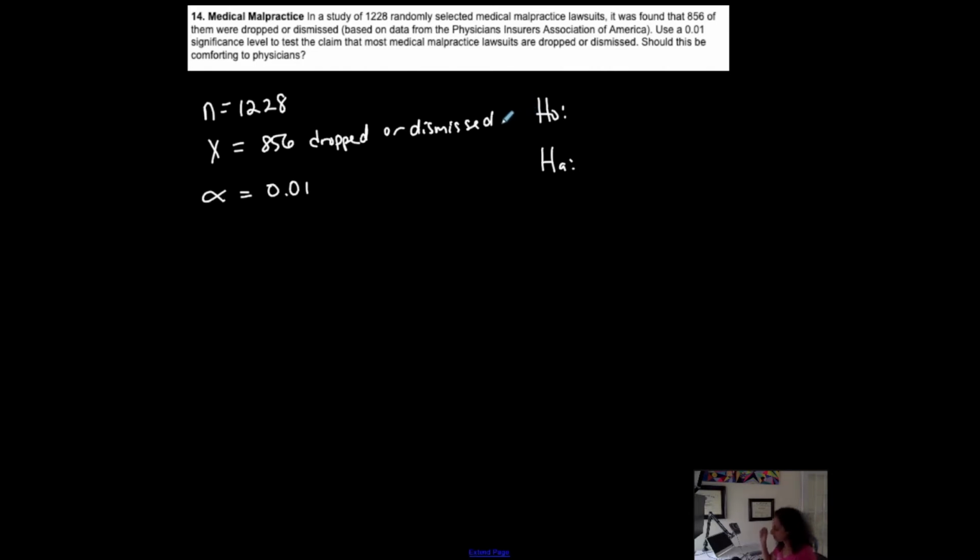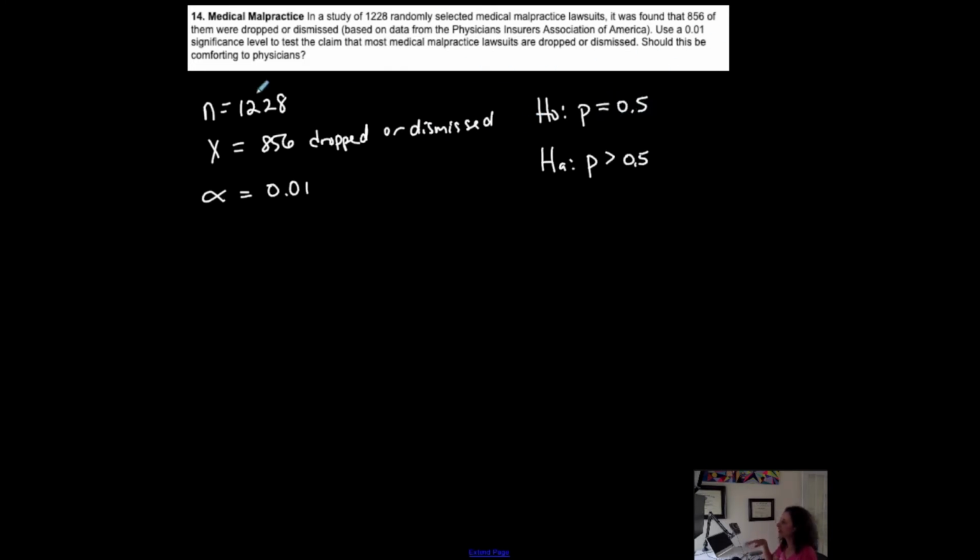Now, I told you guys before, when you hear a claim about most rather than a mean or anything like that, it's always based on a population proportion. And when we say most, we're saying that the majority, meaning more than 50%. So the alternative hypothesis would be greater than 50% or 0.5. And the null hypothesis would be equal to 50% or 0.5.